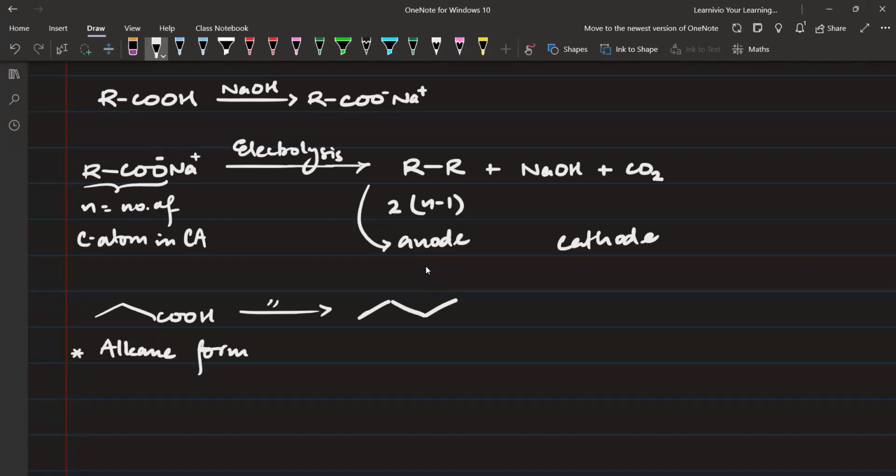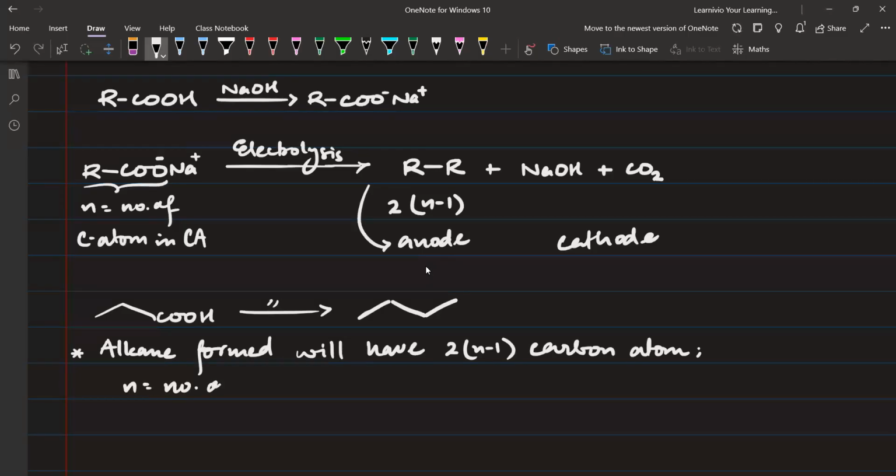Alkane formed will have 2 into n minus 1 carbon atoms. N is equal to number of carbon atoms in carboxylic acid.